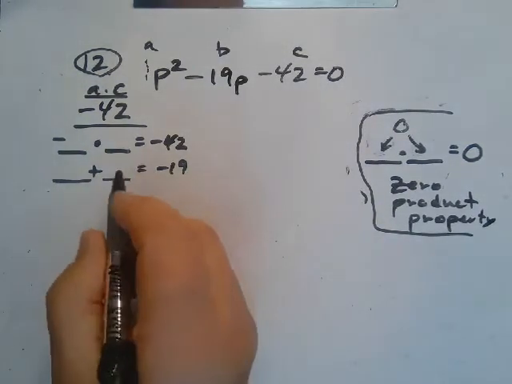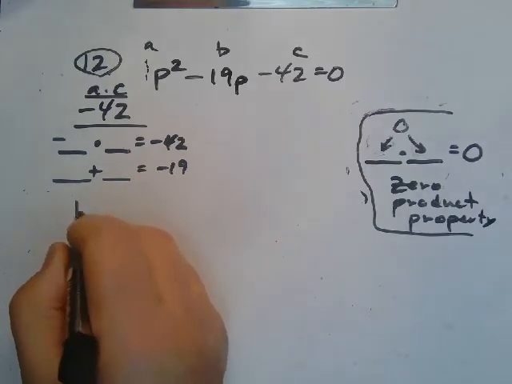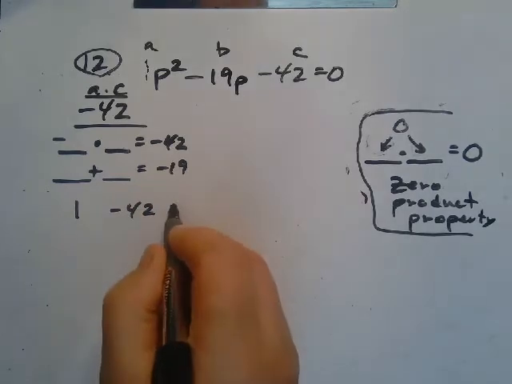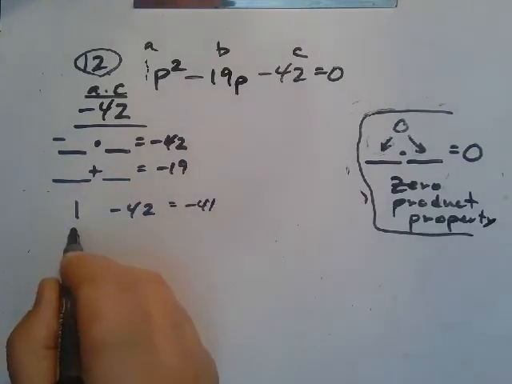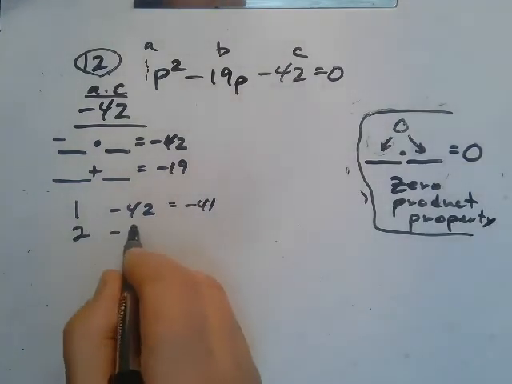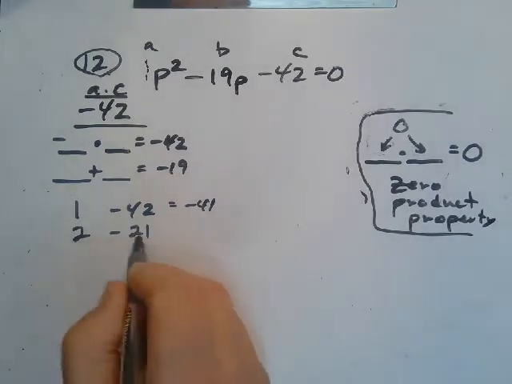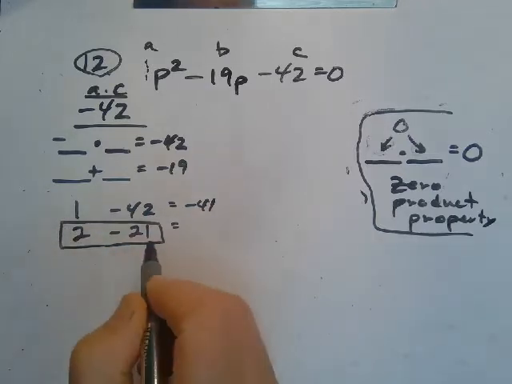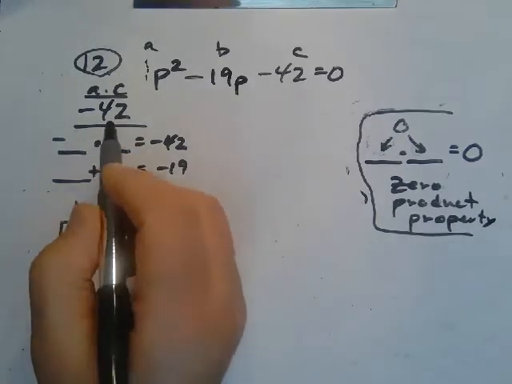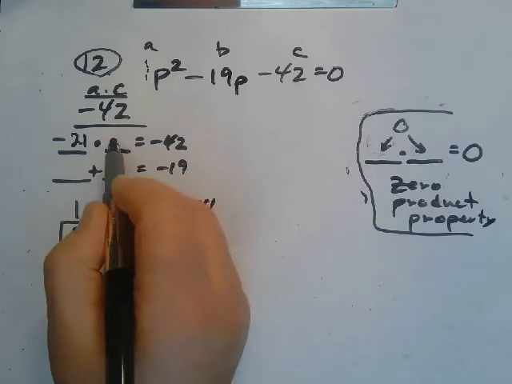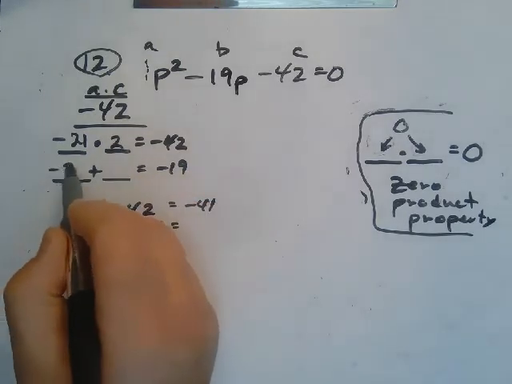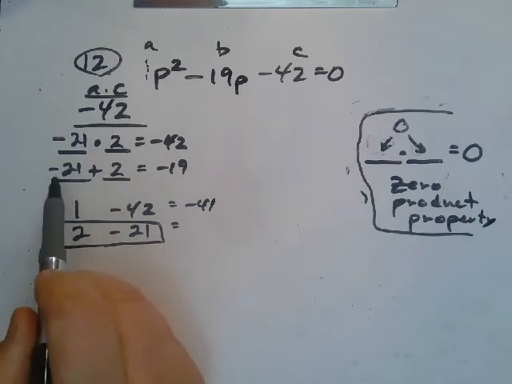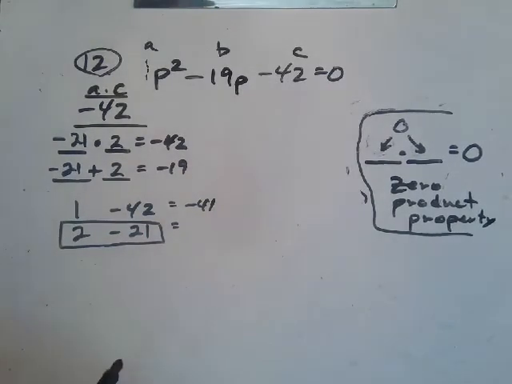Well, what are the combinations of 42? Let's see. 1 and a negative 42. That's a sum of negative 41. That doesn't work. 2 and a negative 21. Those would work, and their sum is negative 19. That's it right there, 2 and negative 21. So a negative 21 times 2, and a negative 21 plus 2. Those are my two numbers, negative 21 and 2.